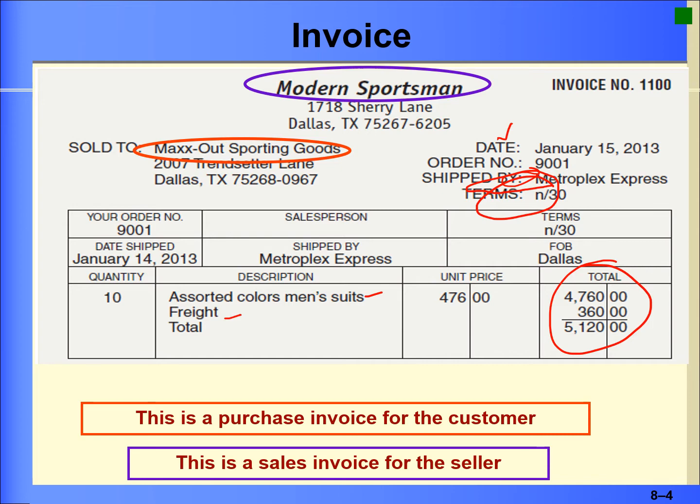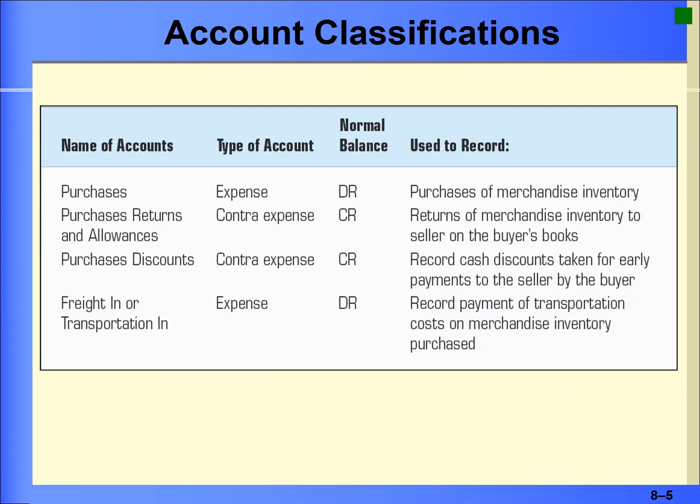Now, in terms of this particular chapter, here are some of the new accounts we're going to be getting into. We're going to have what's called a purchases account, a purchases returns and allowances account, a purchase discounts account. There's going to be a freight account or transportation account. The purchases account is going to be used to record the merchandise inventory. Whenever we buy that, we're going to be debiting that account. The purchase returns is whenever we basically return something that was shipped wrong or there was a mistake in it.